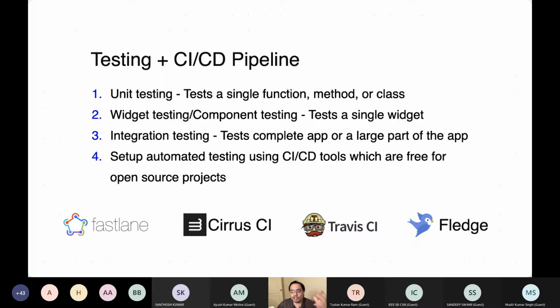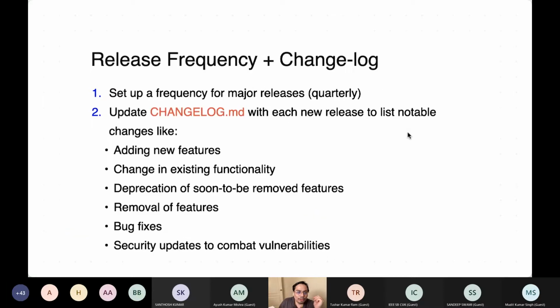So testing is a very important aspect, and automated build and testing can be set up for an open source project for free. It is done for free by Travis CI. You can try out Travis CI. It does it for free. So moving forward.